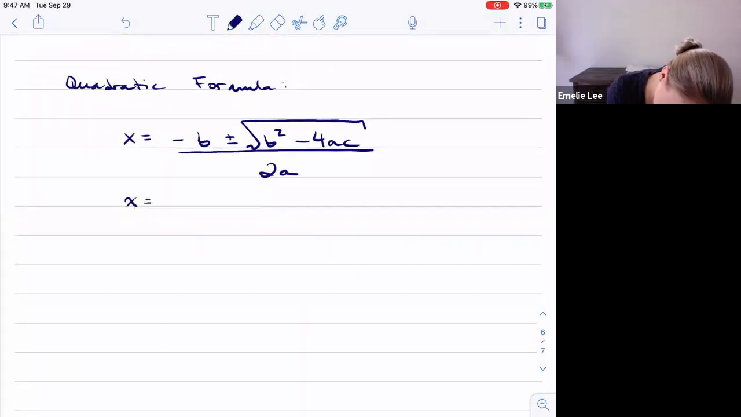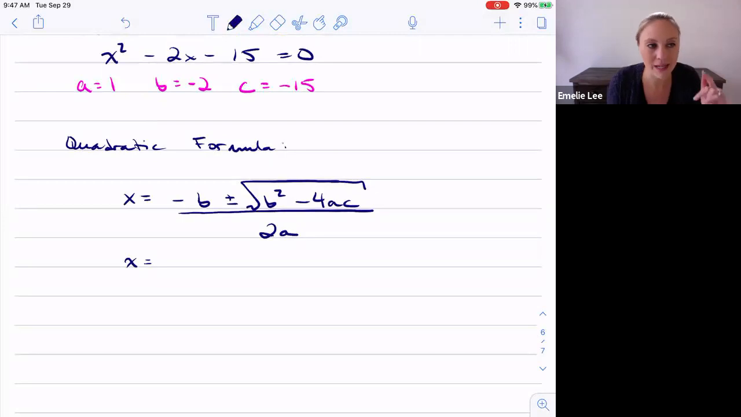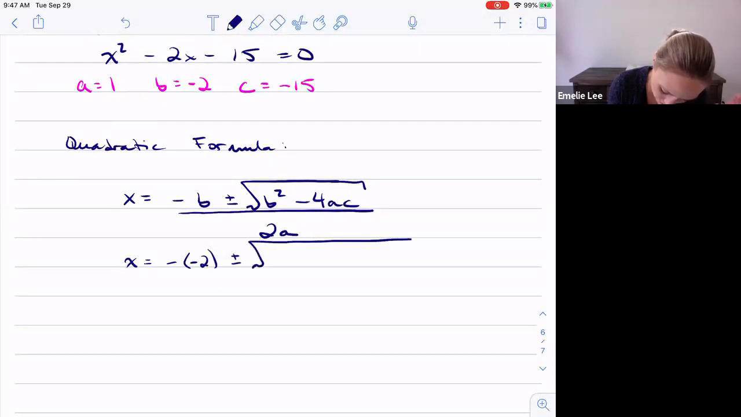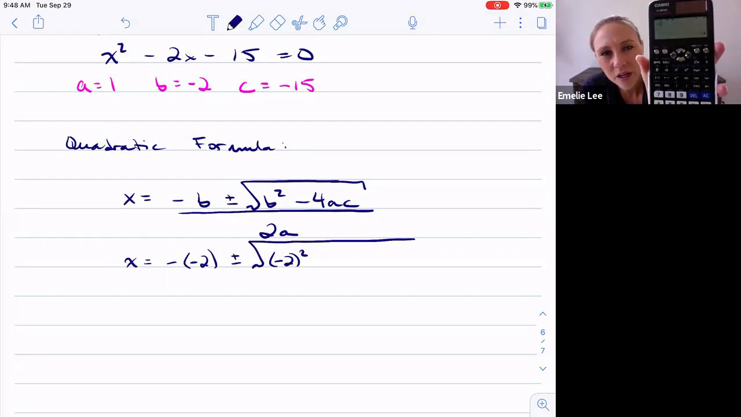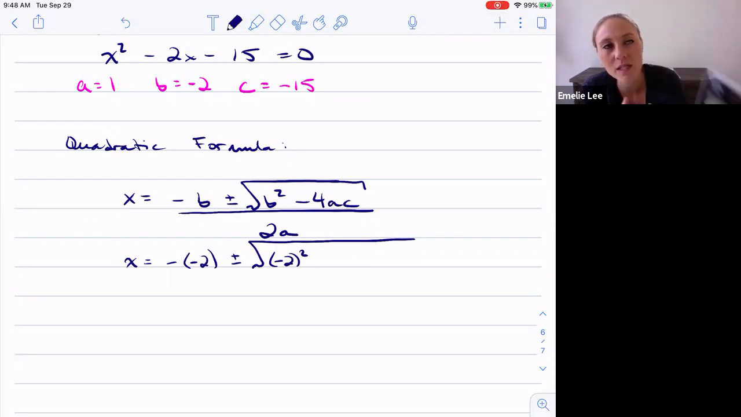So I get x is negative negative 2. So you have to be really careful, right? Negative negative 2 plus minus the square root of negative 2 squared. Hold up. On your calculator, if I do negative 2 squared, it'll often give me negative 4, but you need to remember that the negative 2 is all inside the brackets and then it's being squared.